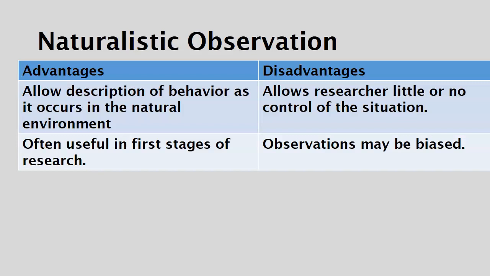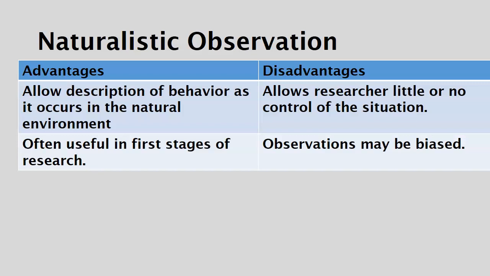The advantages here, first, is that the behavior is occurring naturally. It's about as natural as you can get in terms of studying behavior. Another advantage is that this often is a first step of research. That was a great way for those researchers to get initial ideas about whether there are gender differences in car safety behavior. A disadvantage, though, is that the researcher had very little control over the situation.